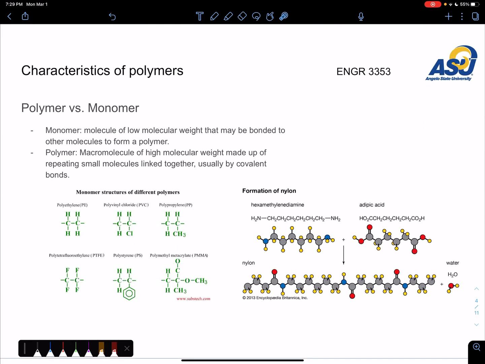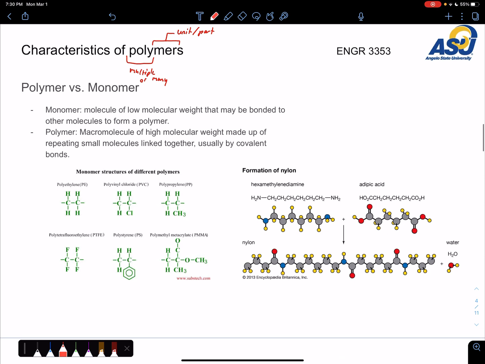And so some characteristics of polymers. So first, let's note that poly means multiple or many, and mer means unit or part. So a polymer is multiple units or multiple parts or many units, many parts.